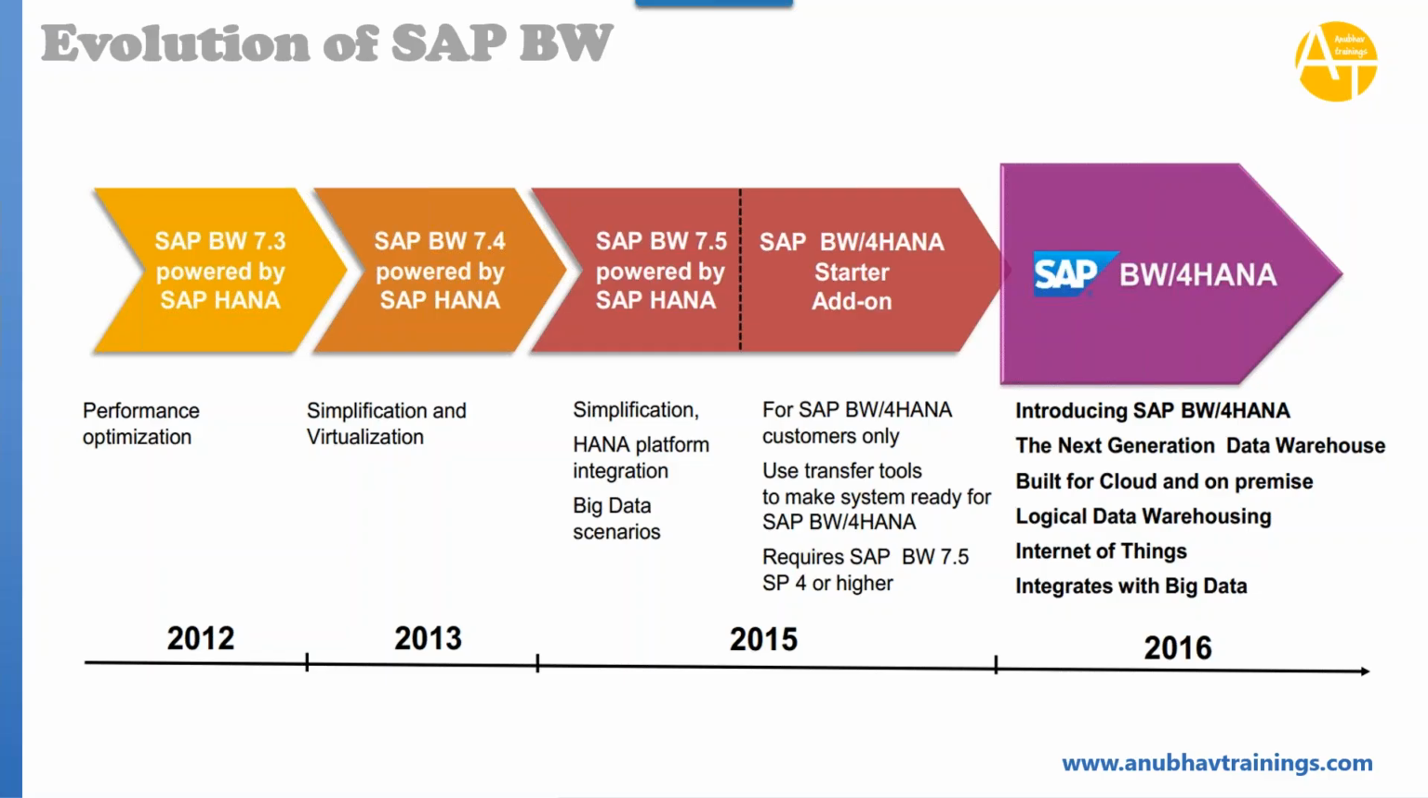Along with this, SAP suggested to also run the BW for HANA starter system, which was offered as an add-on. So what is BW for HANA? In BW for HANA, you can see HANA is made part of the name itself. Earlier it was not part of the name. It was powered by, which means you have the option to choose Oracle or non-Oracle, HANA or non-HANA also.